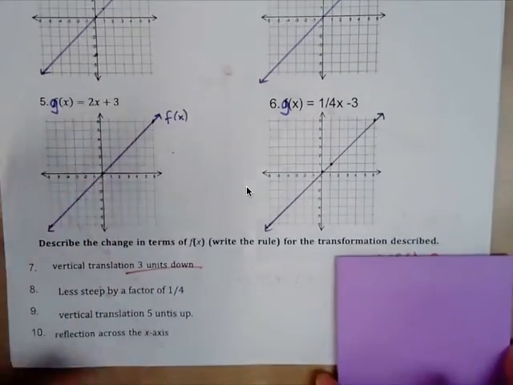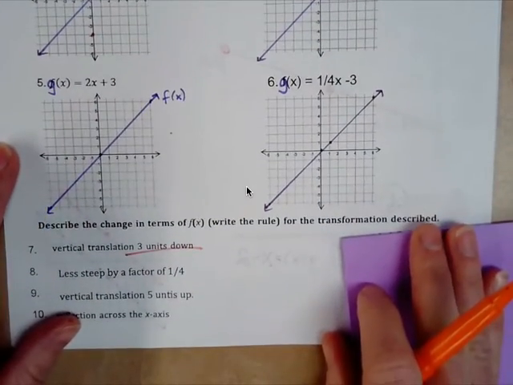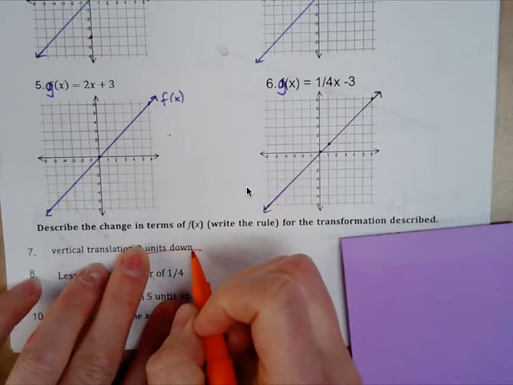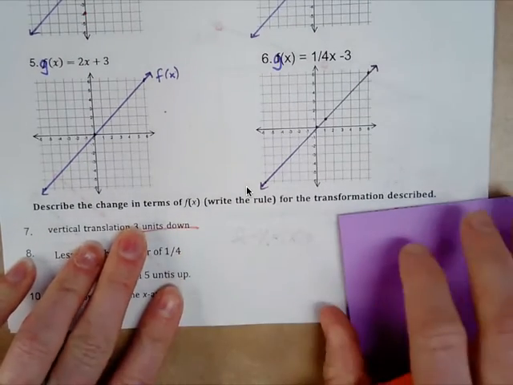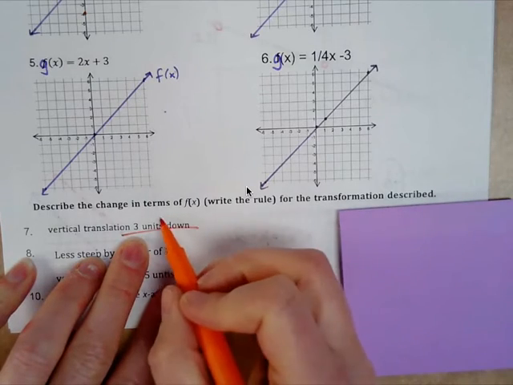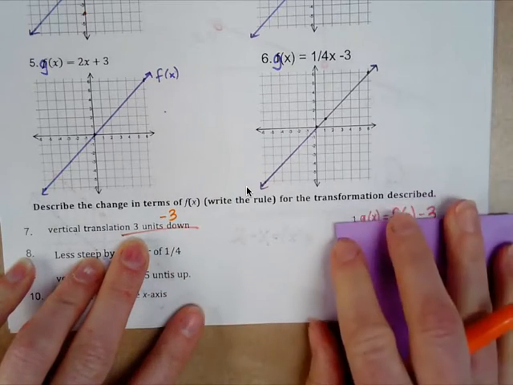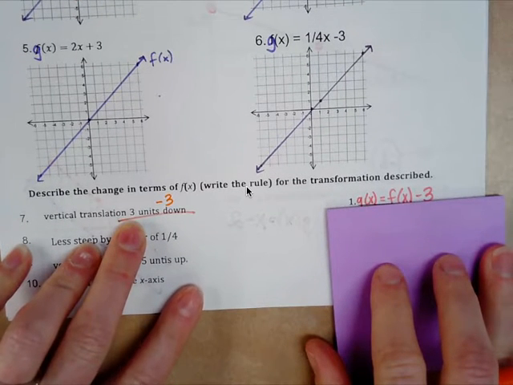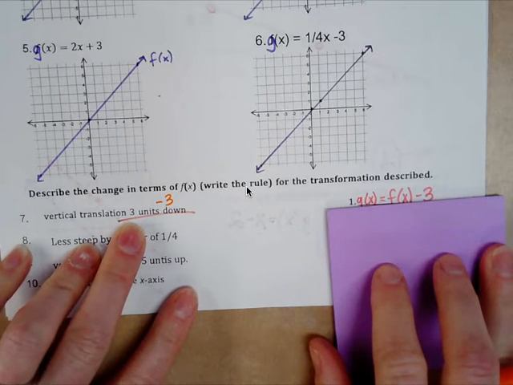Let's look at 7 through 10. Describe the change in terms of f of x. Write the rule for the transformation described. This is a vertical translation of 3 units down. So what that does is change our y-intercept by going down. So that means I'm going to subtract 3. So then my new function g of x is found by doing whatever f of x is and then subtracting 3 from it.